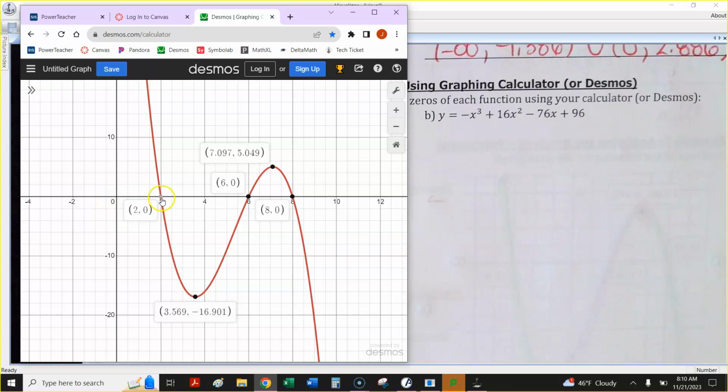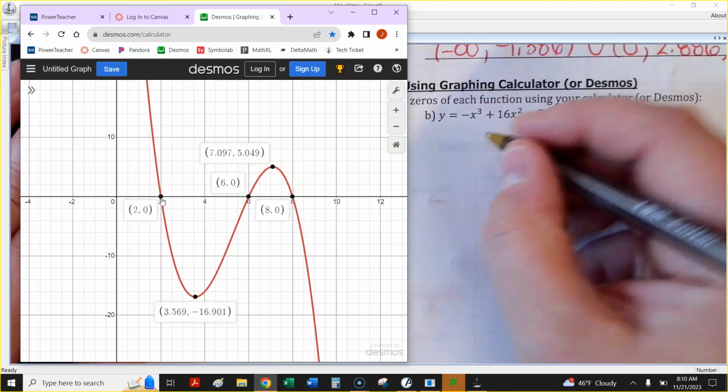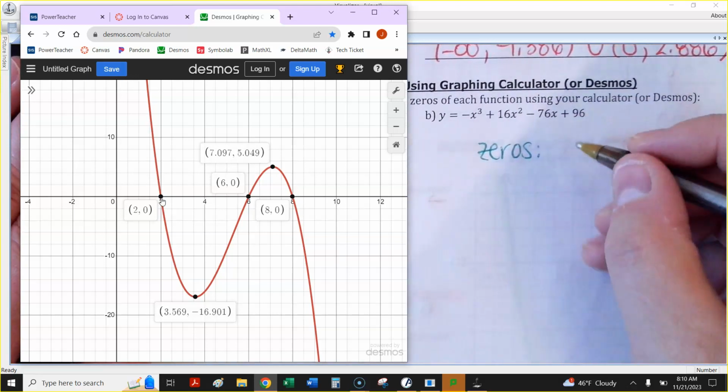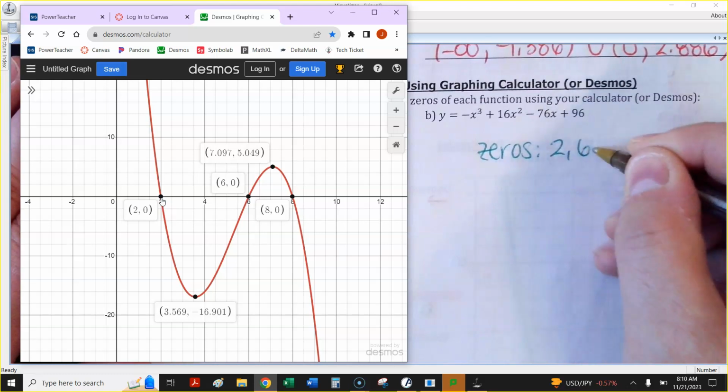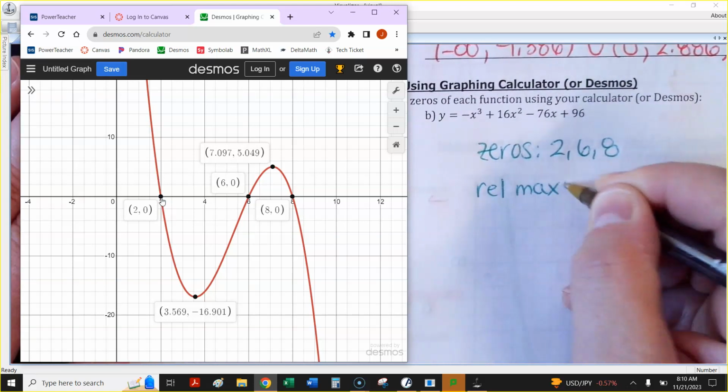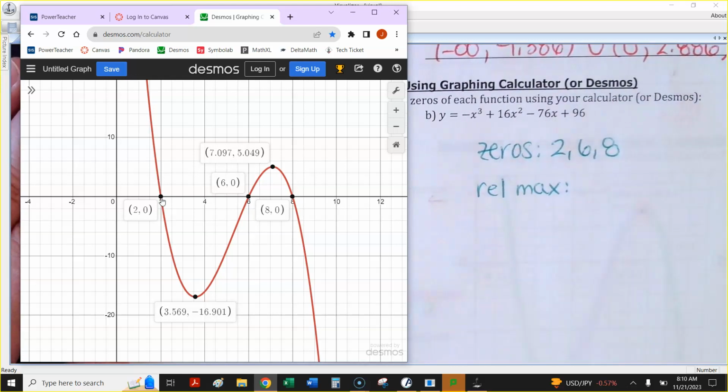My zeros all end up looking pretty nice here. So just jotting those down, we've got 2, 6, and 8. And then this has a relative max and a relative min both. The maximum is kind of like the top of an upside down parabola, so it's going to be a turning point. This is going to be a relative max. The relative min should be the bottom of a right side up parabola, almost like a vertex.